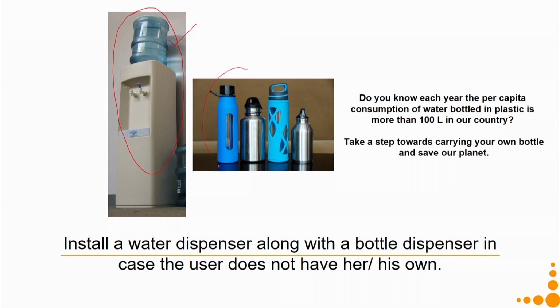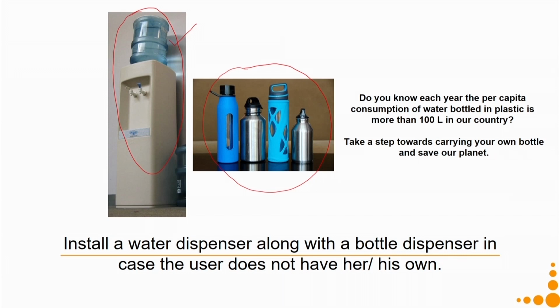You have another dispenser from which one can buy bottles. So, either you carry your own bottles or you can buy a bottle from that dispenser which can be carried along with you for your other upcoming trips. Along with a campaign statement: Do you know each year the per capita consumption of water bottled in plastic is more than 100 liters in our country? Take a step towards carrying your own bottle and save our planet.